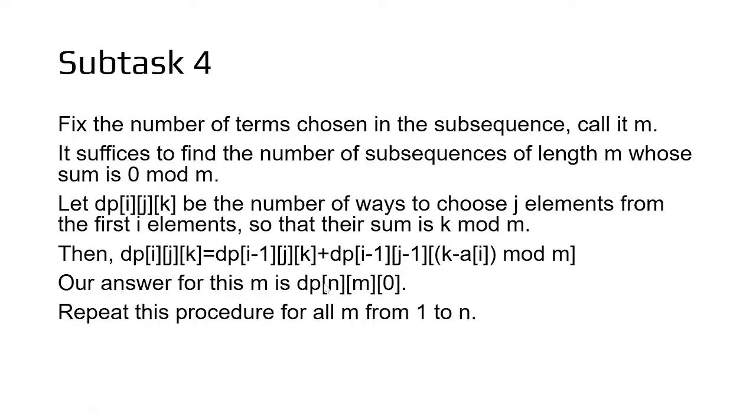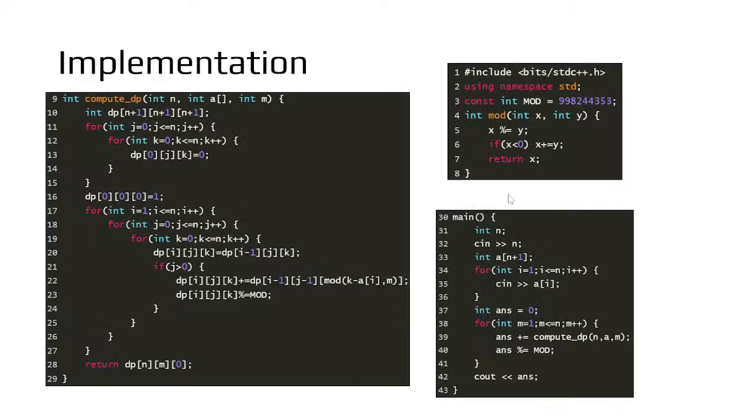After that, we apply this for every possible value of m. So here's the implementation. This is the main part where we compute the dp and then we return dp of n, m, 0.